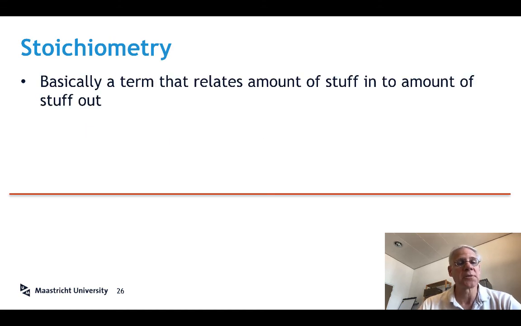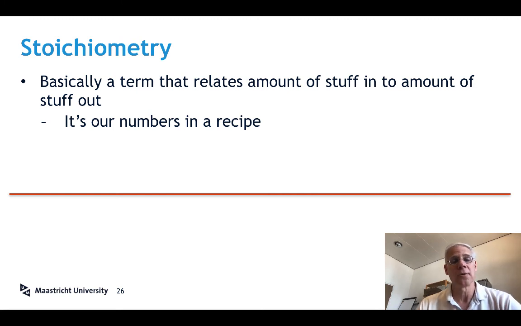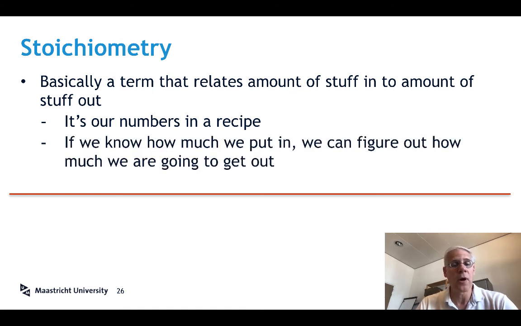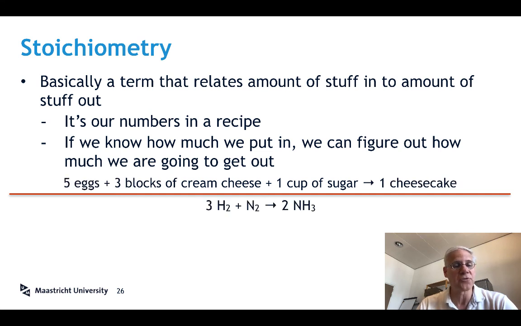Now when we're doing reactions, a lot of time what we're worried about is how much material have we put in and how much material are we getting out of the reaction. We call that relationship stoichiometry. And stoichiometry is a term that relates amount of stuff in to the amount of stuff that comes out, our reactants versus our products. You can think of it just like you might in cooking. It's our values in a recipe. How much do I need to put into a particular recipe to get a particular amount out? So if we know how much material we're putting in, using stoichiometry, we can figure out how much product we're going to get out. So here's just a quick example initially of a filling for cream cheese or cheesecake.